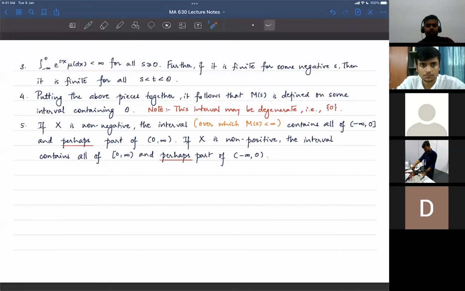Similarly, you can show that if this integral is finite for some negative s, then it is finite for all s less than t less than 0. So let me just go ahead and draw a picture.